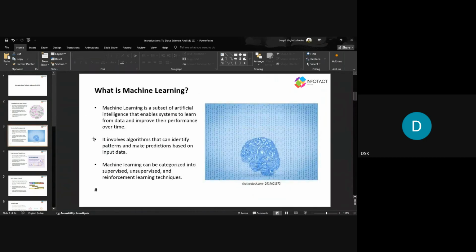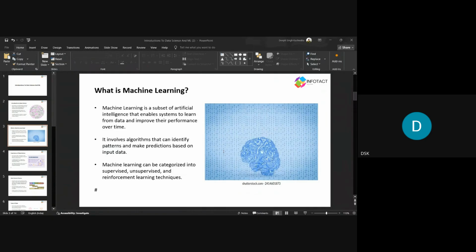So, what is machine learning? As we can see, machine learning is a subset of AI that enables systems to learn from data and improve their performance over time. You can basically think that ML is a type of AI that teaches computers to learn from experience, just like humans do. Think about how you learn to identify a cat.